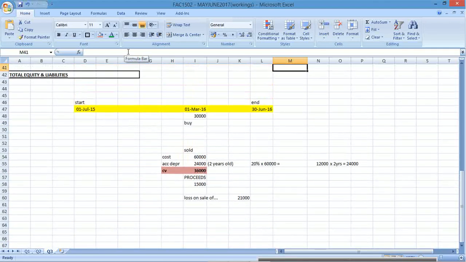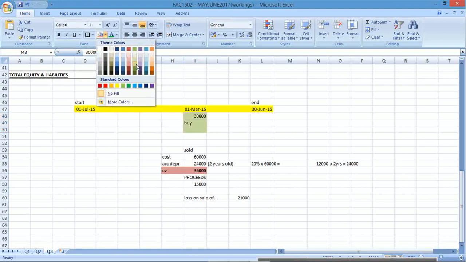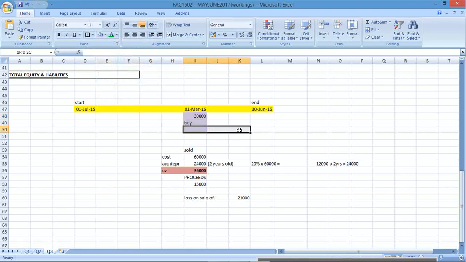Okay, so go back to the question. Do I have this asset? Yes, I do. Will there be depreciation on that asset? Yes, there will. Okay, so 30,000 times, what is the rate? 20%. Yes. Times March to June. March, April, May, June. 4 months. 4 over 12. Okay, that gives you an answer. 30,000 times 0.2 times 4 over 12 gives you 2,000.